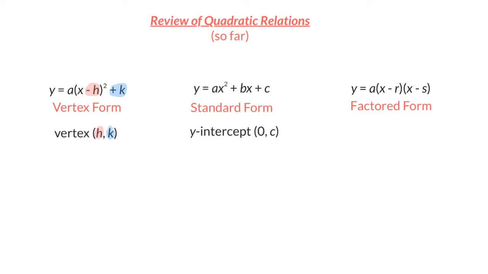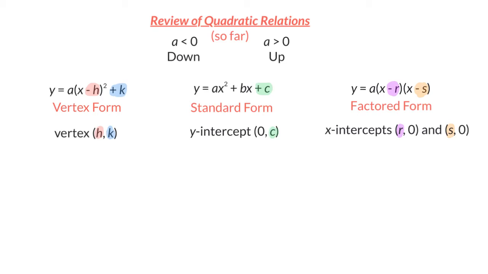Standard form tells you the coordinates of the y-intercept. Whatever number is in the C position, that's the y-coordinate of your y-intercept. And the factored form equation tells you the coordinates of the x-intercepts. So whatever is in the positions R and S tells you the x-coordinates of your two x-intercepts.